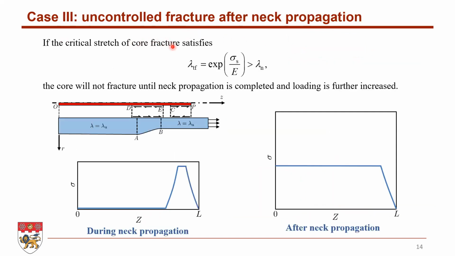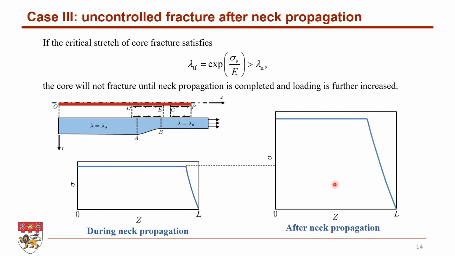And case 3 is when the failure stretch is even larger than lambda n. Actually, this is an extreme case that rarely happens in experiments, so we will not discuss it in detail here. And basically, this is the evolution process of stress distribution in the core in this case.